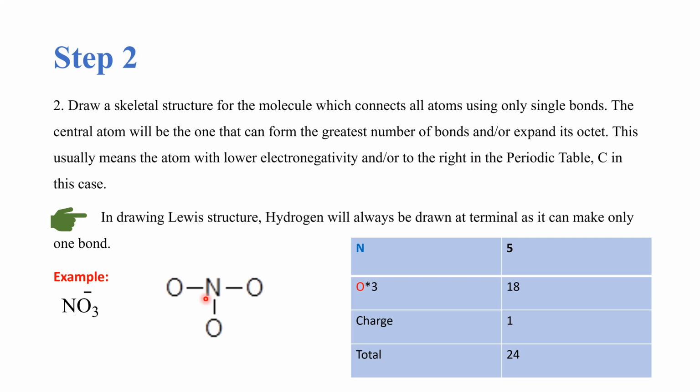So you have to draw the nitrogen in the center, and then you will make single bonds with the number of atoms that have been given to you. So here we have 3 oxygens, and we know the nitrogen can make 3 bonds. So we can allocate each oxygen to the nitrogen on each side, right?